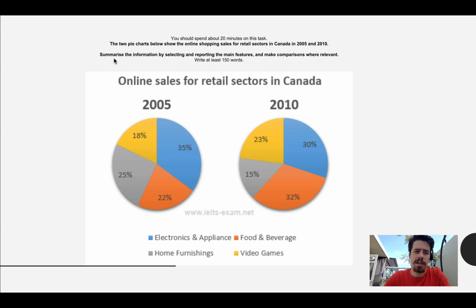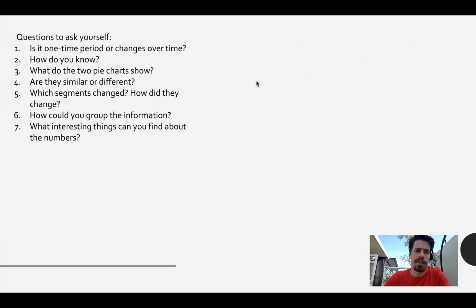You need to summarize the information, so you don't need to say everything. You just report on the main features. In the IELTS exam, you have about 20 minutes for the task. If I teach in a classroom for AE2, you actually have a longer time. When you're doing graph writing, there are some questions you must always ask yourself.